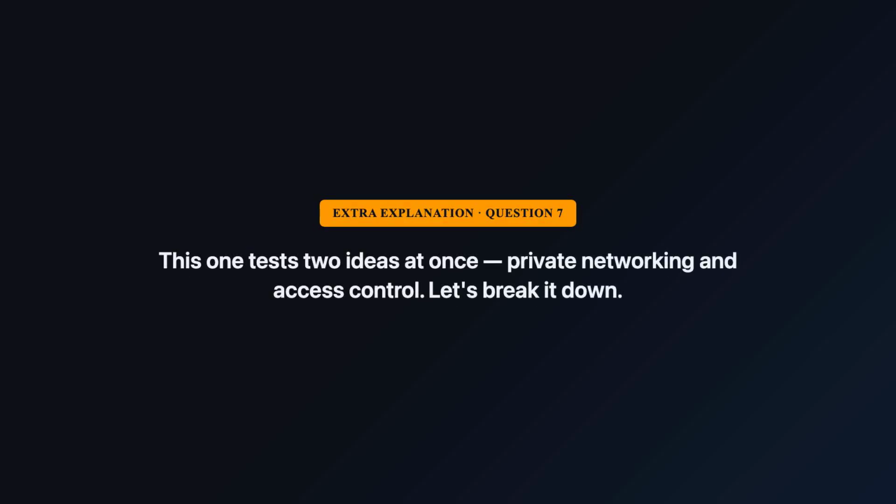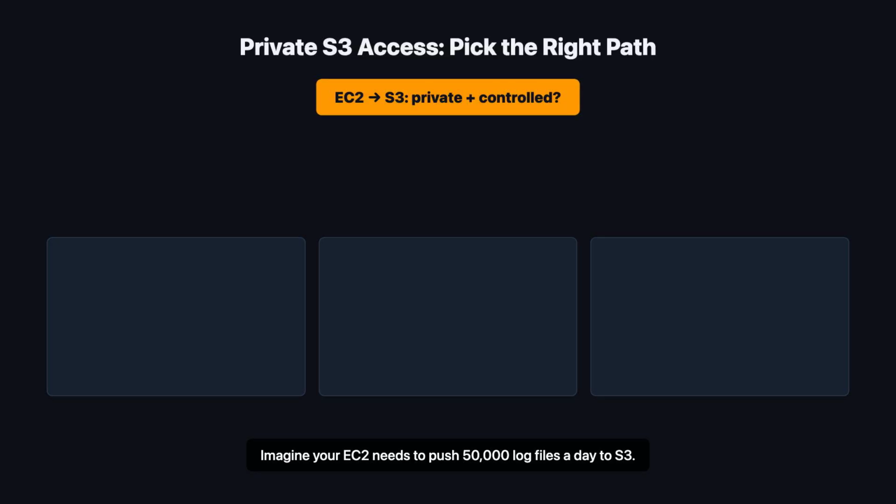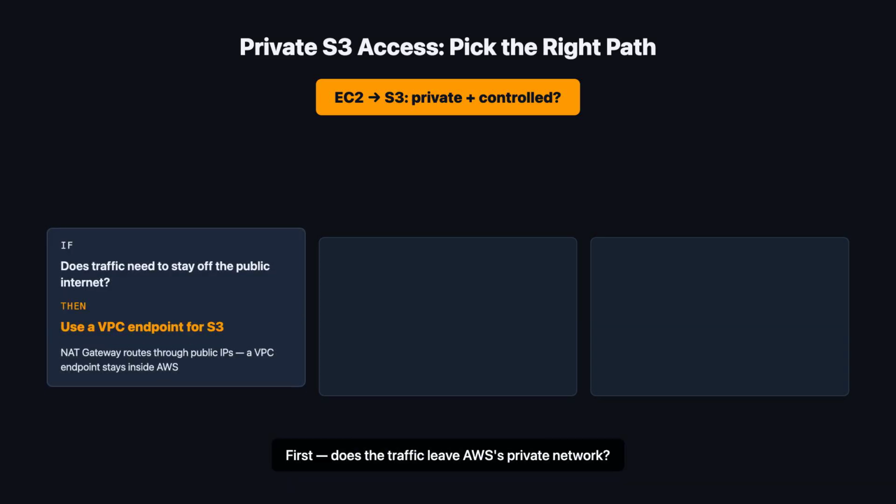This one tests two ideas at once: private networking and access control. Let's break it down. Imagine your EC2 needs to push 50,000 log files a day to S3. Your security team says, no internet, period. Here's how to think through it. First, does the traffic leave AWS's private network? A NAT gateway routes through public IP space. That's internet. A VPC endpoint keeps the path inside AWS.